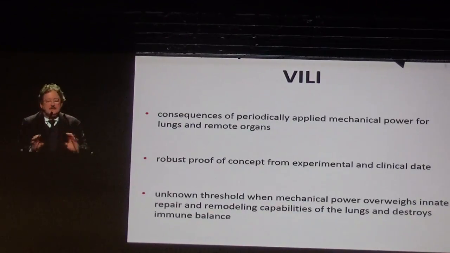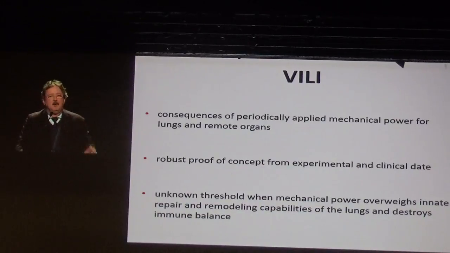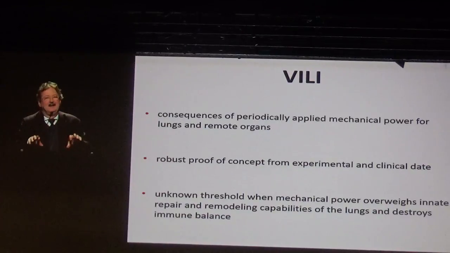However, what we do not know at all is the threshold from which mechanical power outweighs the repair and remodeling capabilities of the lungs and destroys the immune balance. We don't know from which point on there is an increase in inflammatory mediators. We don't know how long it takes, and we don't know how much power is necessary, depending on the underlying severity of the lungs that are hit by the energy applied from breath to breath.